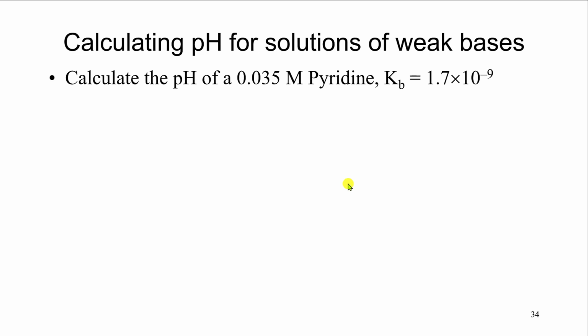All right, so here's your opportunity to do a problem. This is pyridine. It's an organic base. You don't need to know the formula for these things, really. So go ahead and try to calculate the pH of a 0.035 molar pyridine solution. The Kb value, I looked it up, is 1.7 times 10 to the minus 9. You'll pause it, and then I'll come back with it worked out and walk you through it.